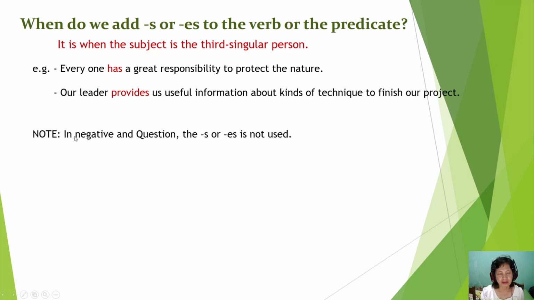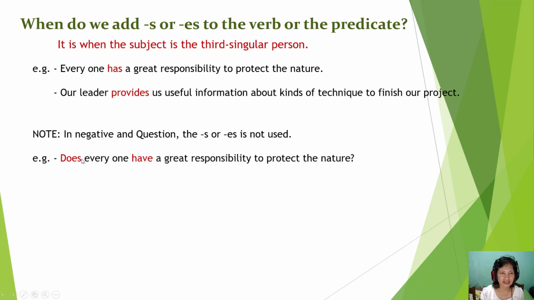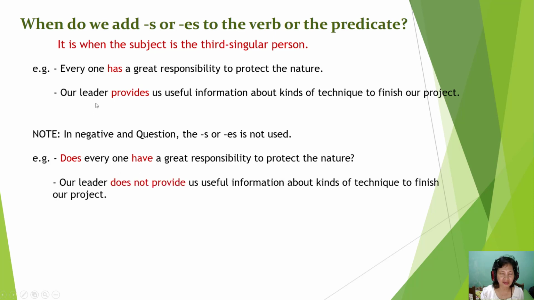But look at this. In negative and question, the S or ES is not used. Remember the first slide I told you that in question and in negative, you must come back to the base form. So here everyone has with S, but in this question there is does, so you have the base form. Also in the second sentence you have provides, but when you have does with not, or a negative, there is no S anymore, so this is the base form.